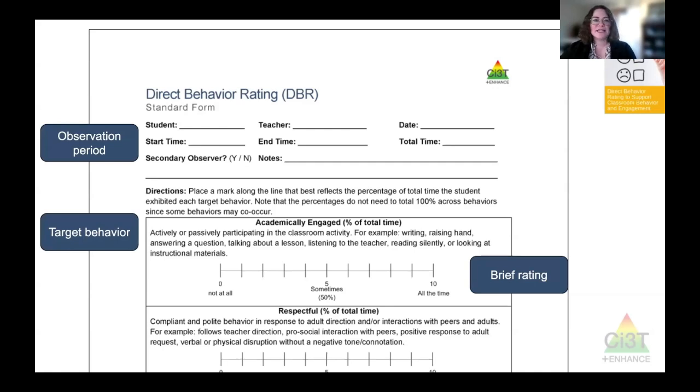Now, what is interesting here is that when you're completing your DBR and making that brief rating, the rater can think of it as whatever scale is helpful for them. So if they are thinking categorically, 0, 1, 2, 3, 4, 5, 6, 7, 8, 9, 10, or if they're thinking more in percents of time, or if they're thinking not at all, sometimes, all the time. Whatever scale helps you make that one rating about the student's behavior during that observation period.